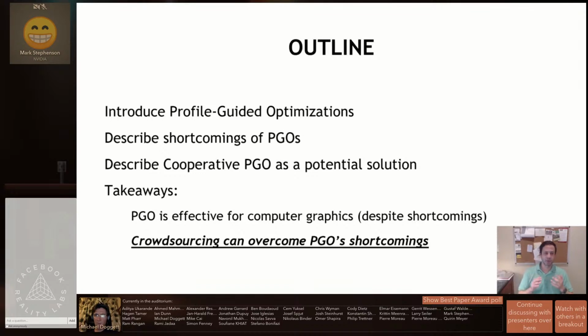So that led us to cooperative PGO as a potential solution to our profiling problems. As we'll describe, cooperative PGO crowdsources the profile collection problem. At the end of this talk, I hope I've convinced you that we should be using PGO for computer gaming, even despite all of its shortcomings and warts. But better yet, if we crowdsource the profiling problem, that can also overcome the shortcomings that we're going to describe.